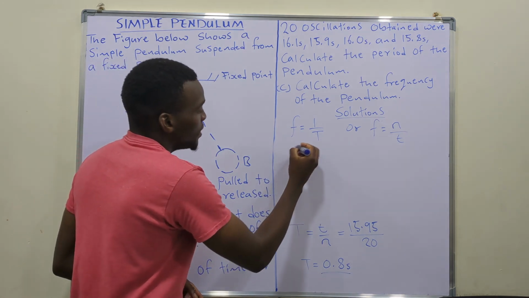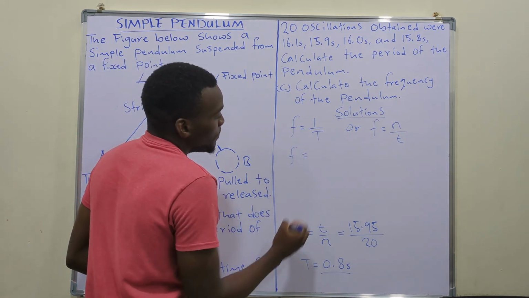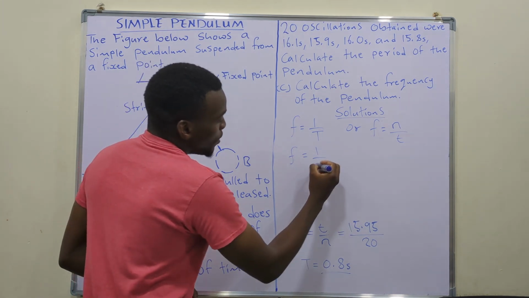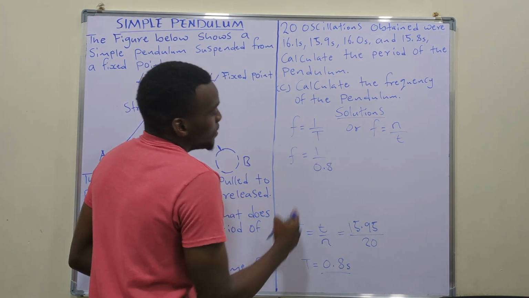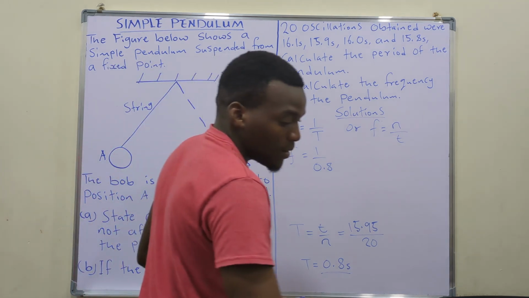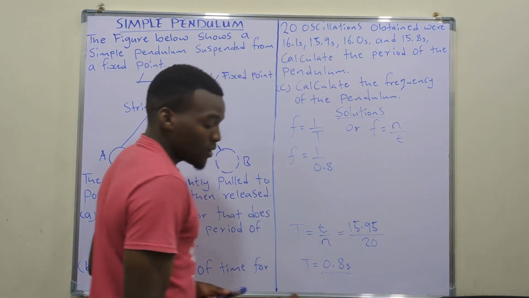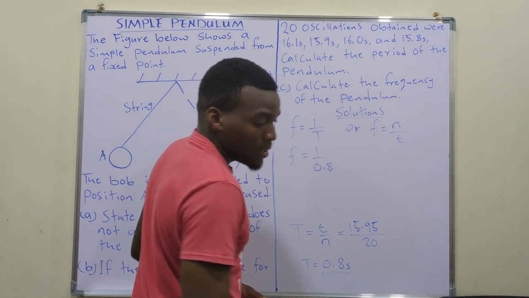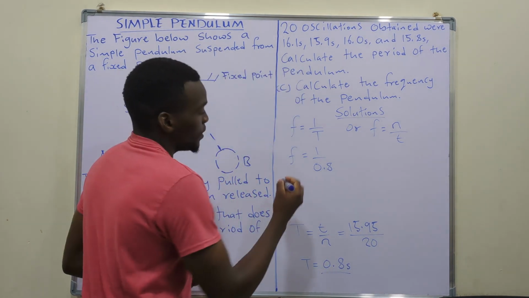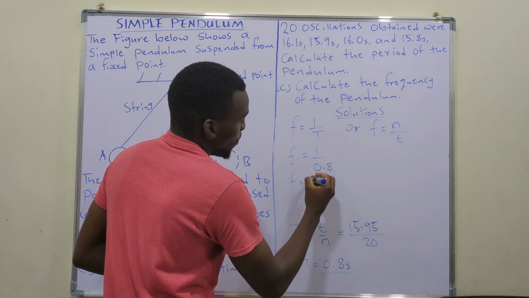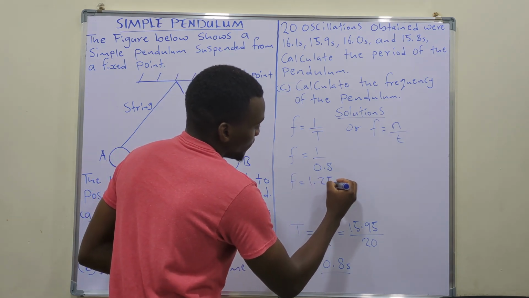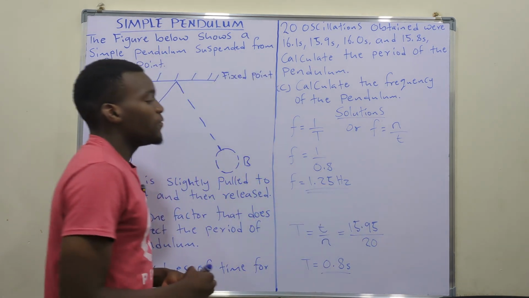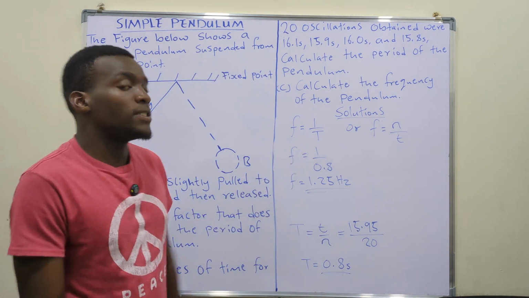So I'll go with this one, where we have a frequency equal to 1 over the period, which is 0.8. So 1 divided by 0.8 there. 1 divided by 0.8 gives us a frequency of 1.25 hertz. So this is the frequency of the simple pendulum.